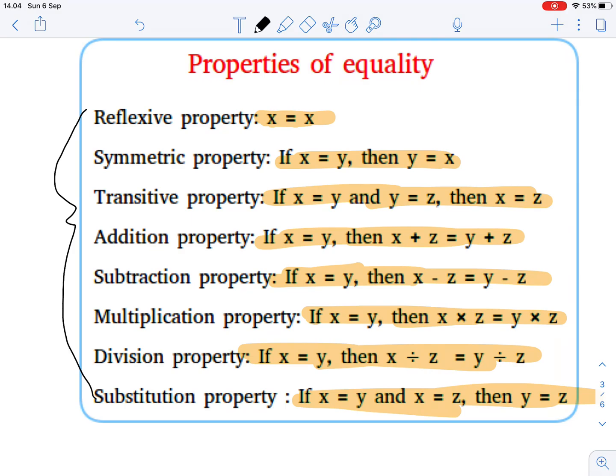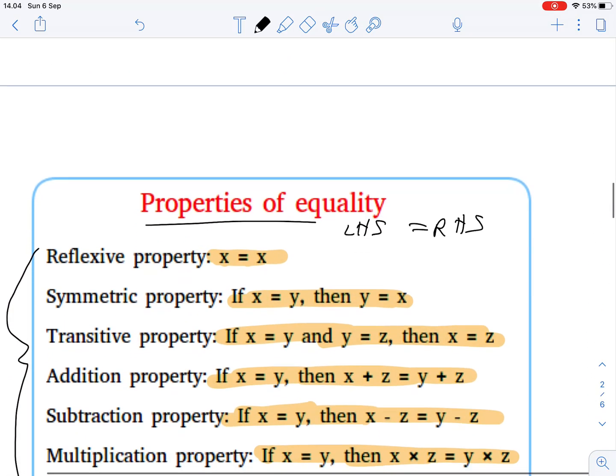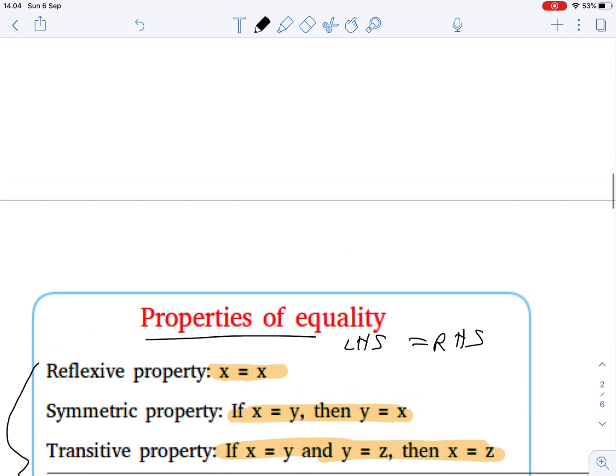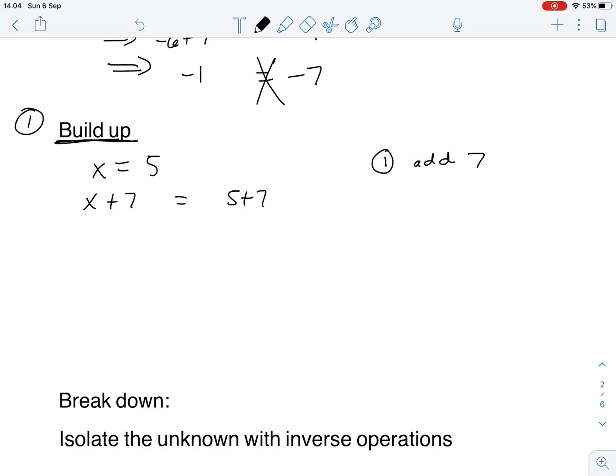And essentially, whatever you do to the left-hand side, you need to do to the right-hand side. That's all these are saying, okay? So I'm going to use those properties of equality. The first thing I'm going to do is I'm going to use the addition property, and I'm going to add. What do you want to add? Let's add 7 to both sides. x plus 7 equals 5 plus 7. And I'm going to write down what I'm doing over here. So I add 7, okay?